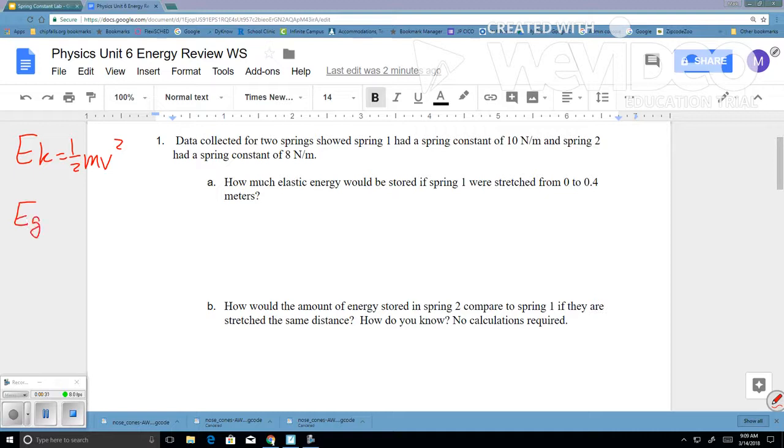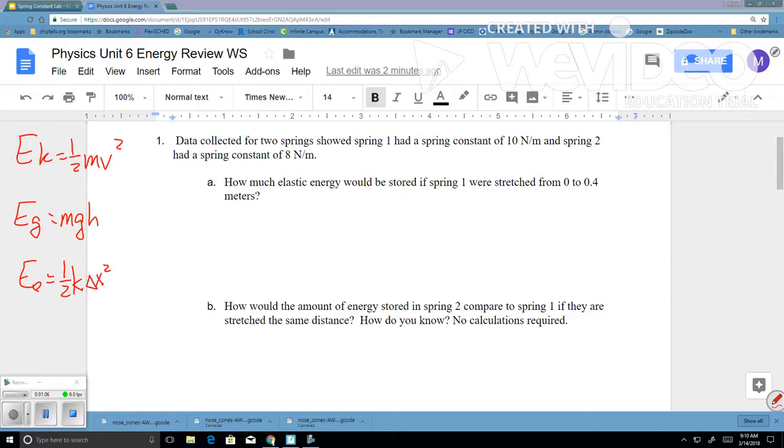Gravitational energy is mass times gravity times height, mass in kilograms. The gravity constant is 9.8 newtons per kilogram, or 9.8 meters per second squared. That's the same thing. And height in meters. And elastic energy, which is 1/2 k delta x squared, where k is the spring constant, and delta x is the displacement.